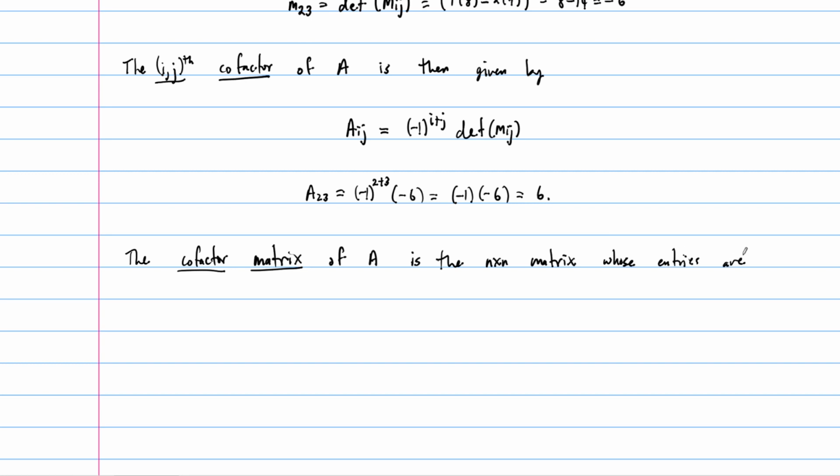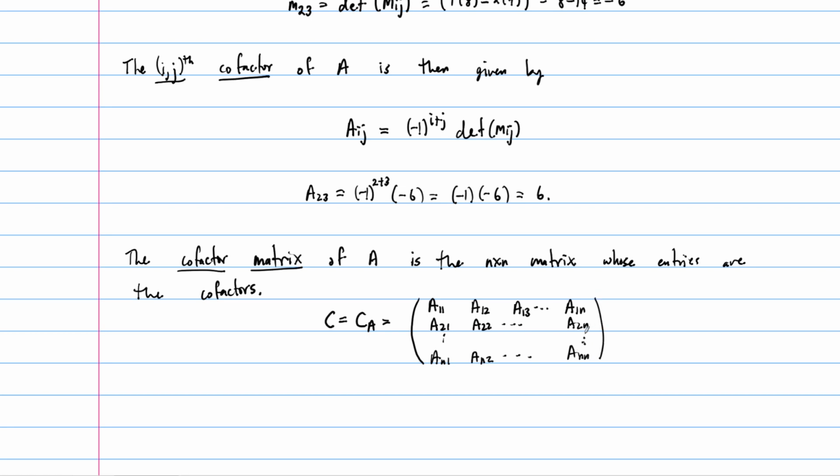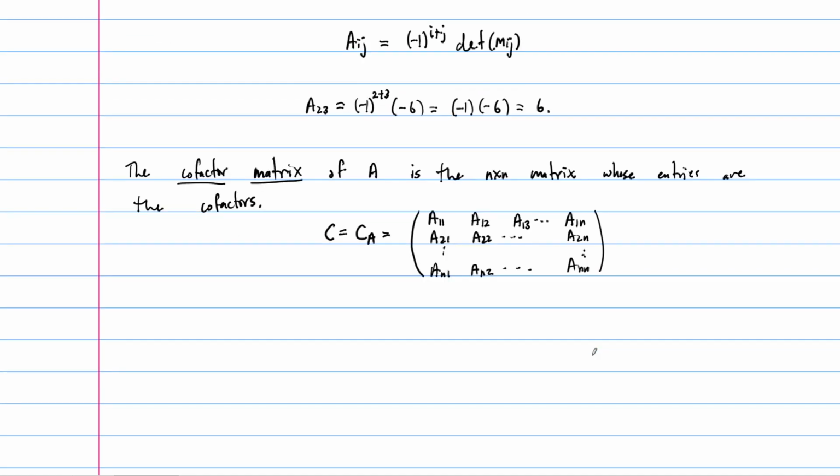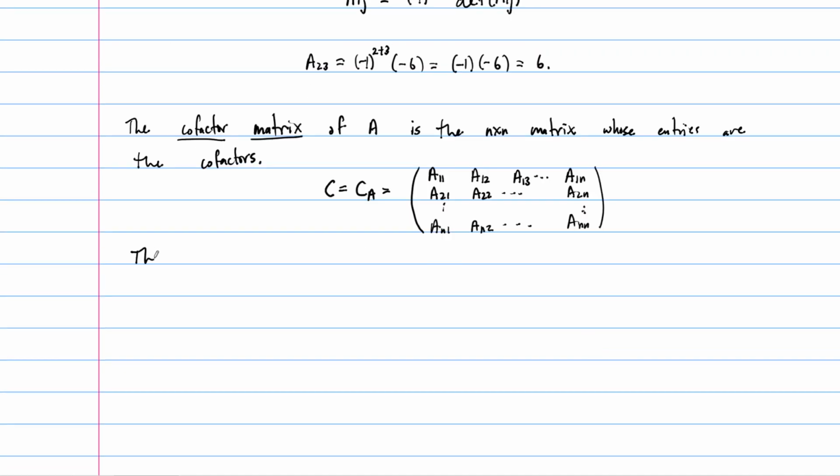All right. So the entries are the cofactors, and so then we will write this as C, or if you need to, C sub A, the cofactor matrix of A, and its entries are going to be capital A11, capital A12, capital A13, etc., all the way to capital A1n, right? And so then it continues. And so each of these entries is going to be the cofactor of the corresponding position of the lowercase a, right, of the matrix A itself, whose entries are lowercase a's. So this is the cofactor matrix. Then the adjoint matrix is the transpose of this.